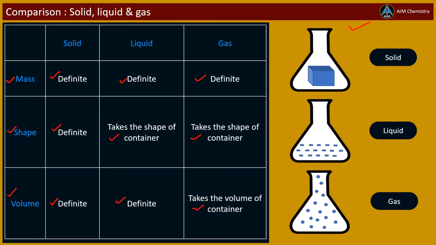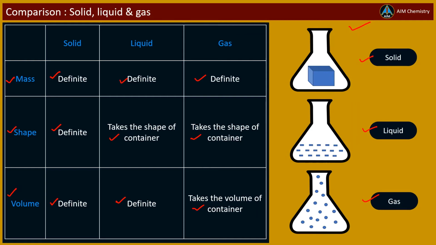Matter in solid state has definite mass, shape, and volume. However, matter in liquid state has definite mass and volume, but indefinite shape. If we change the container, then this liquid will take the shape of new container. Matter in gaseous state has definite mass, but shape and volume is indefinite, that is, it takes the shape and volume of container in which it is present.